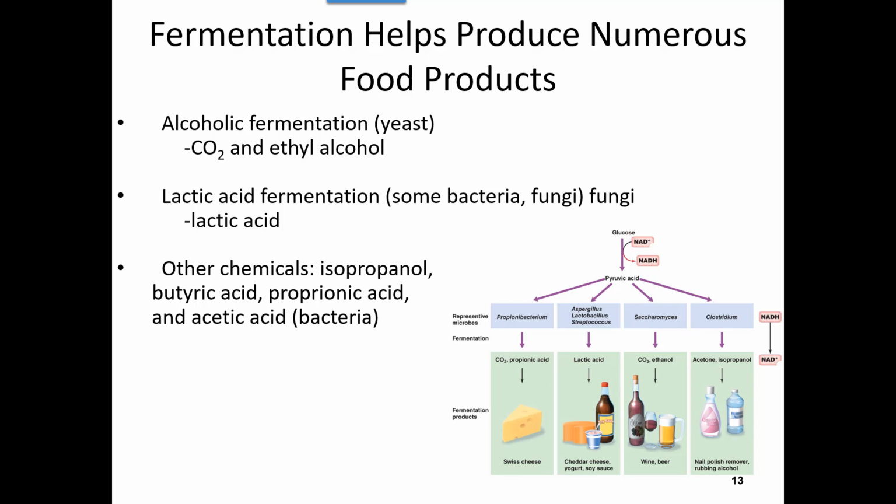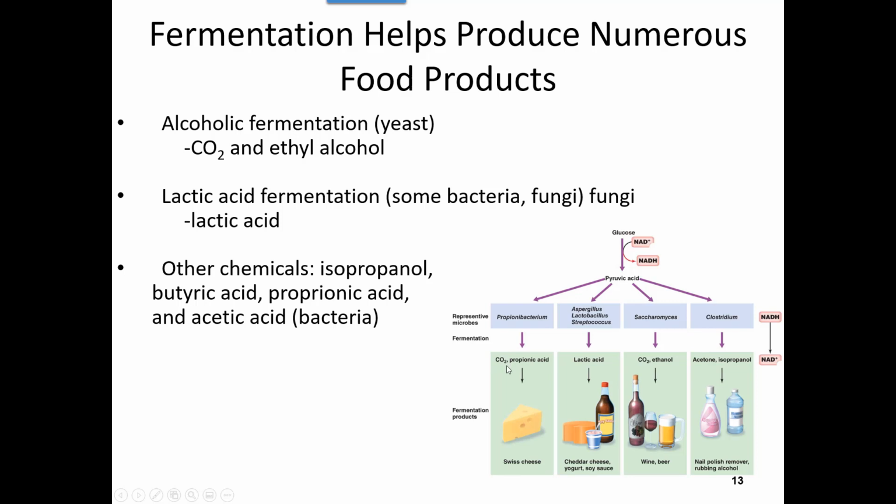And this is showing in examples. If you are Propionibacterium, you can take pyruvic acid and turn it into propionic acid and carbon dioxide, which is what gives Swiss cheese its kind of sharp flavor, but it's that carbon dioxide that it's producing that actually makes the holes in your Swiss cheese.